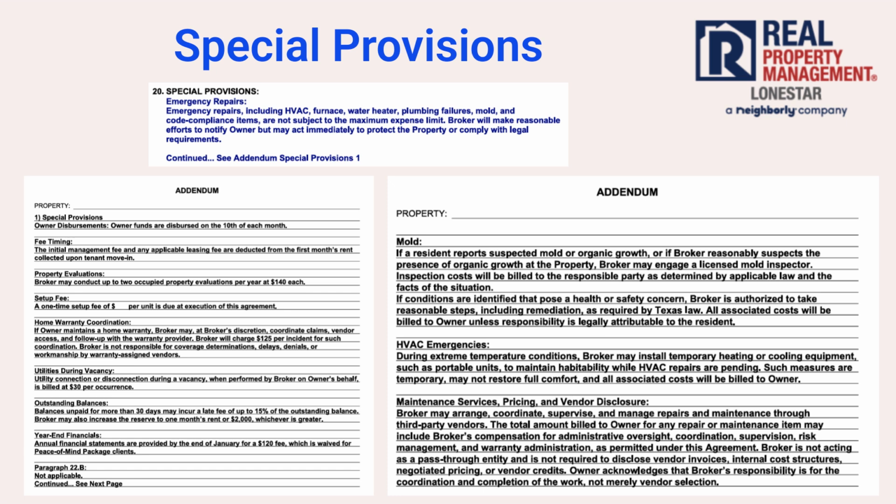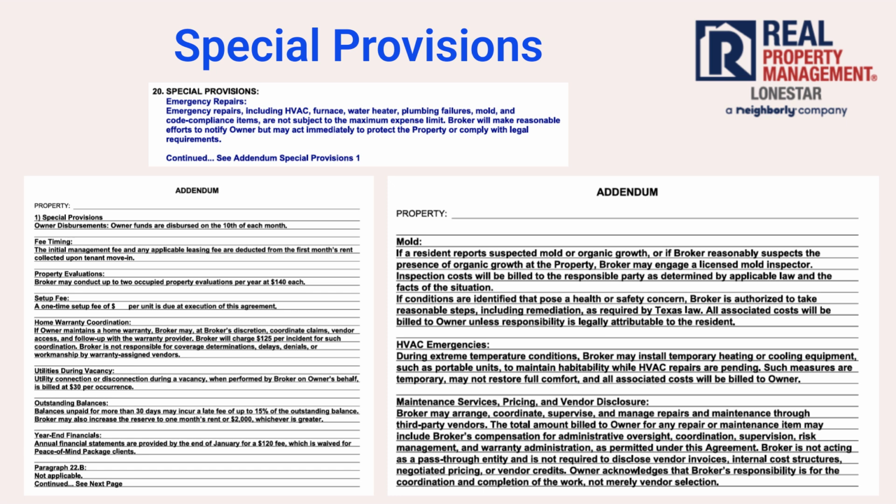This allows us to identify issues early, limit liability, and determine appropriate remediation steps if needed, all in accordance with Texas law. During extreme weather events, the agreement allows us to take temporary protective measures. For example, we may install temporary heating or cooling equipment to maintain habitability while permanent repairs are pending. These measures are intended to protect the resident and the property, but they are temporary by design and not a substitute for full repairs.